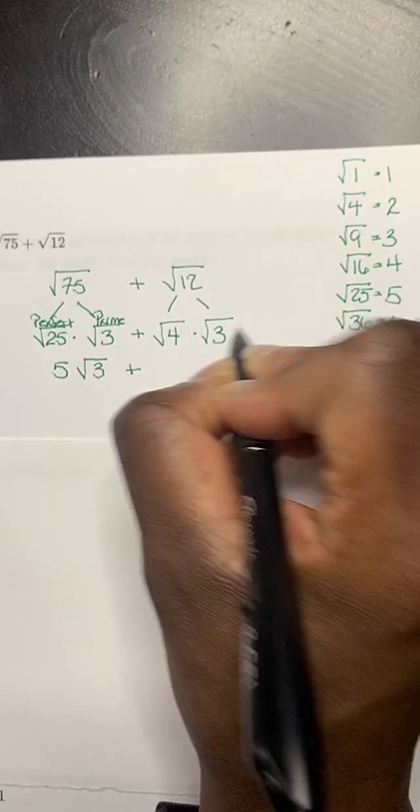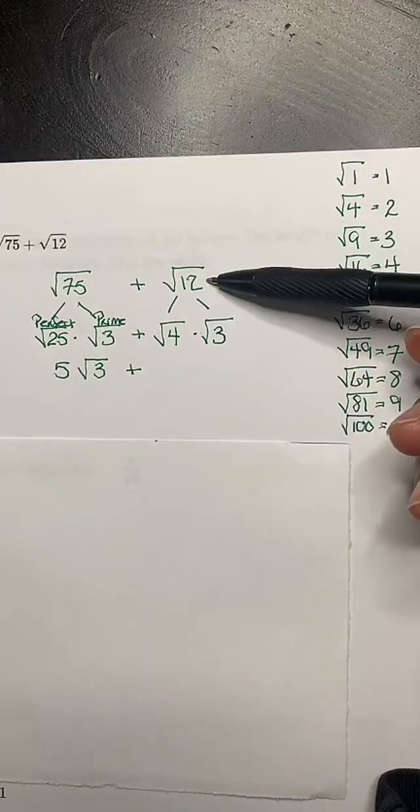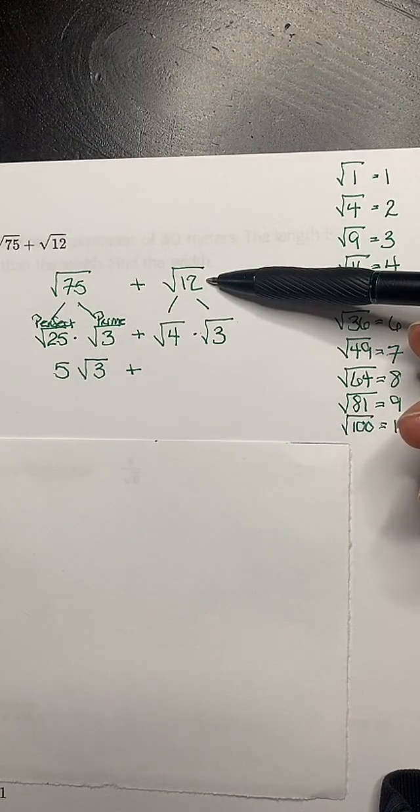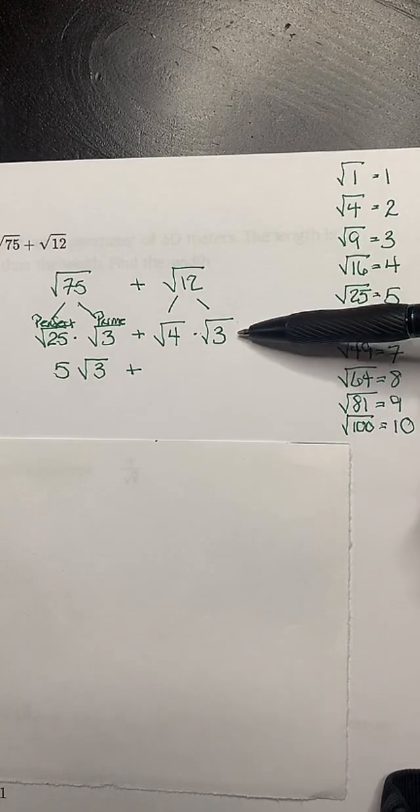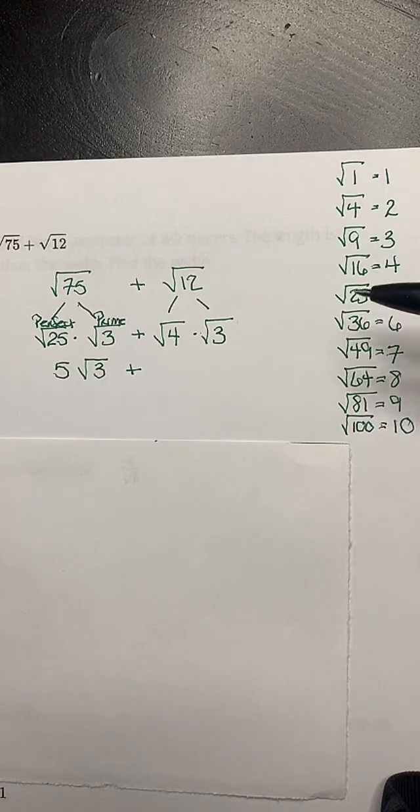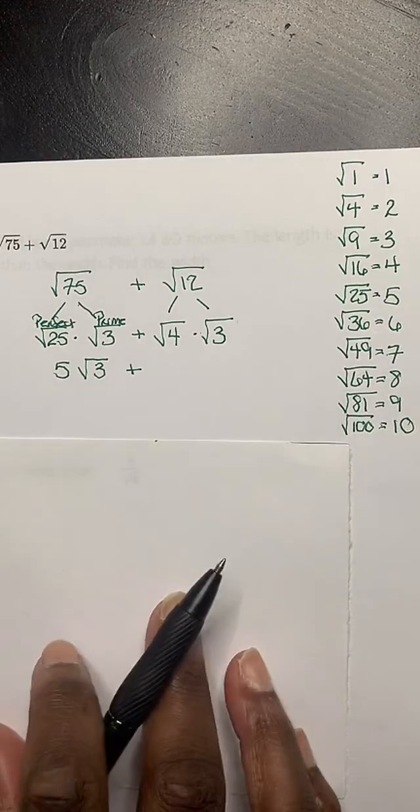Now here's the thing. You could do 6 and 2, but guess what? You're going to have to break down the 6. You're giving yourself so much work. So if you can understand your perfects and try to figure out which one's going to give you a prime number, beautiful thing. Okay, I'm going to show you in a sec what you can use.